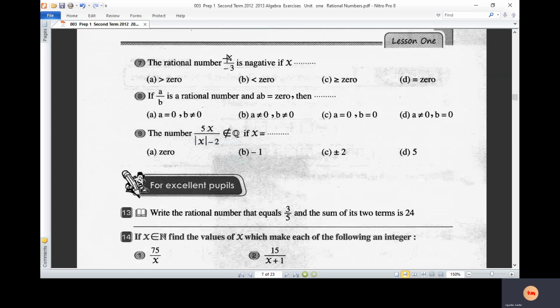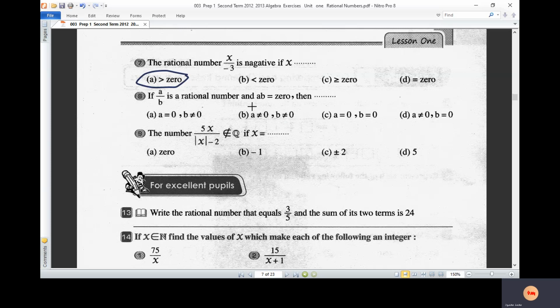The rational number x over negative 3 is negative if x is greater than 0, smaller than 0, greater than or equal to 0, or equal to 0. If x is greater than 0, x is positive. Positive divided by negative will be negative. So the answer is this one.